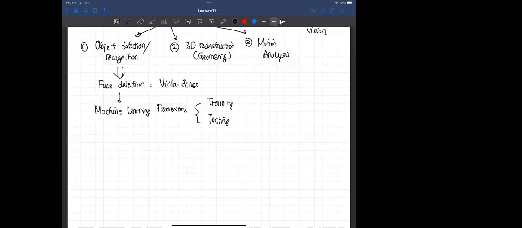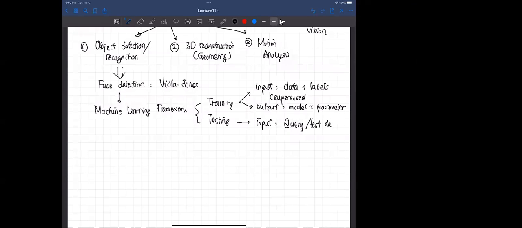So for the training, what is the input? Anyone remember what is the input of the training process? Data plus labels. And this kind of training is called what? Supervised. And the output is, yeah, model parameters. In the testing, the input is what? Query data or test data and what? Model parameters. And the output is obviously the label. So in this case, we have training and testing.